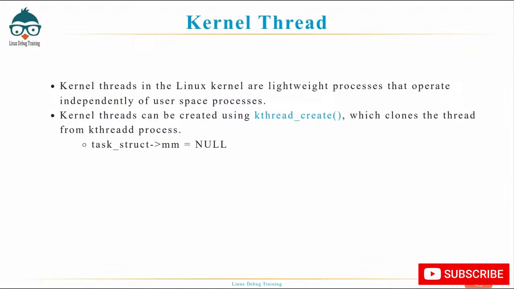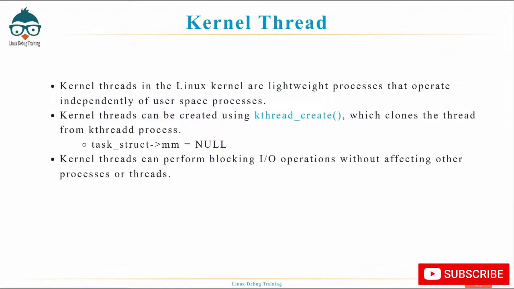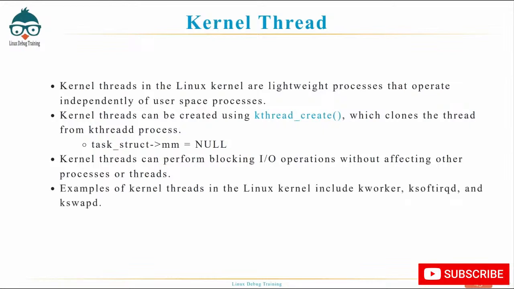The significant difference between kernel threads and normal processes is that kernel threads do not have an address space, and if one were to examine task_struct, we would find that it is null. Kernel threads can perform blocking I/O operations without affecting other processes or threads. Examples of kernel threads in the Linux kernel include kworker, ksoftirqd, and kswapd.